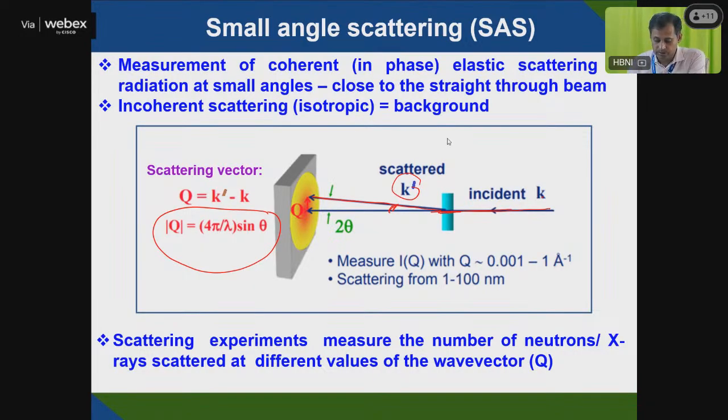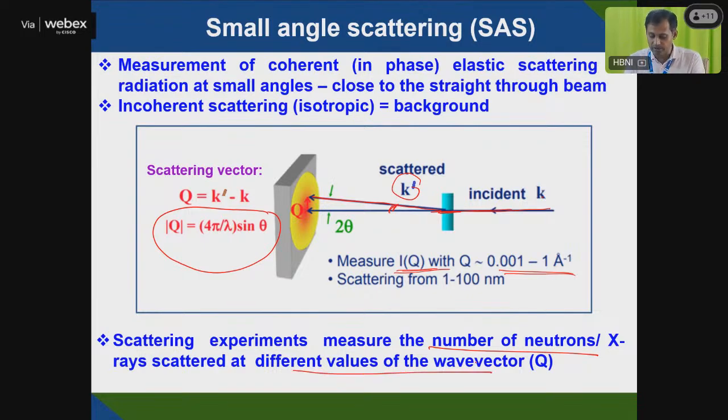So you can see here, we measure the intensity as a function of the scattering vector q, which varies in the range of 0.001 to 1 per angstrom, and scattering is from 1 to mostly up to 100 nanometer particle size. You are able to get most of the information. So scattering experiments measure the number of neutrons. That is, if you take a sample and irradiate it with neutrons or X-rays, what is the number of neutrons or X-rays scattered at different values of wave vector? That is what the scattering experiment measures.